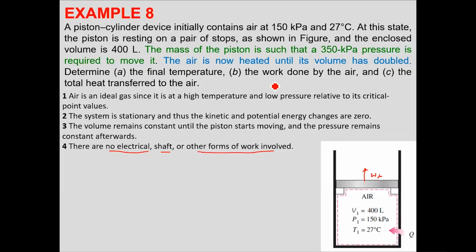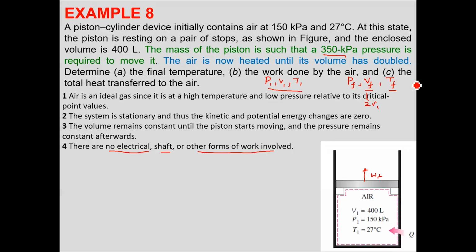Now, if you have to find out the final temperature and you have assumed air to be an ideal gas, the conditions P1, V1, and T1 are known to you. The final pressure and the final volume are also known to you, and you have to find out the final temperature. The final pressure is essentially 350 kilopascal, the constant pressure at which your piston moves. This is an assumption, since there is no other information given. The final volume is essentially twice the initial volume, and you have to determine the final temperature.